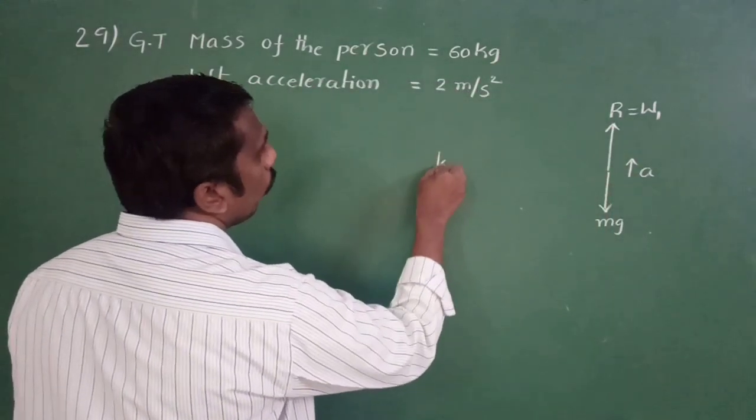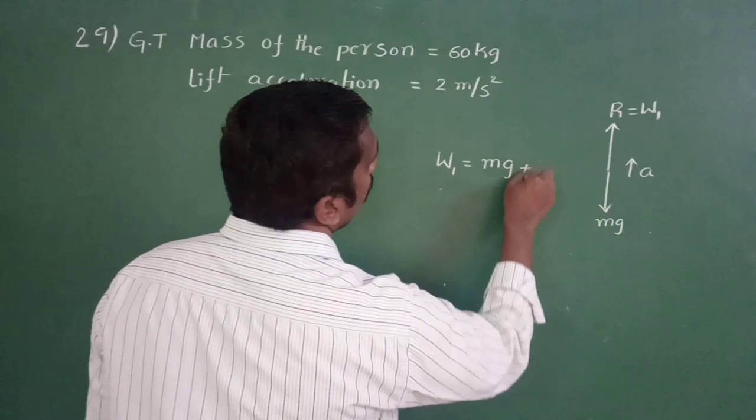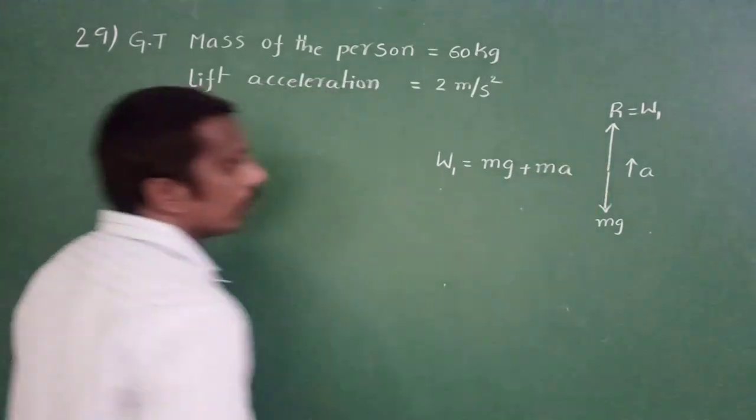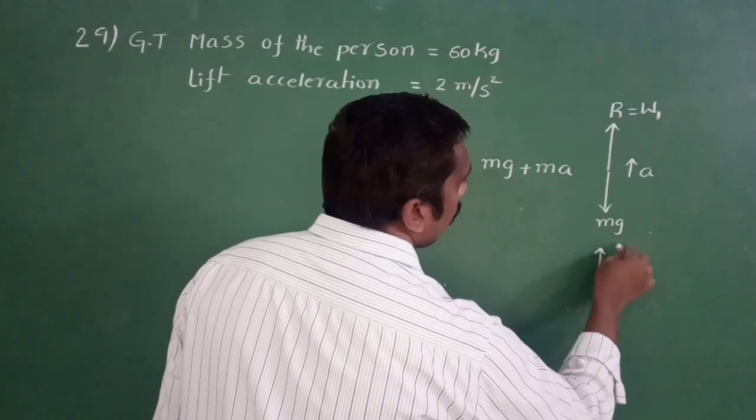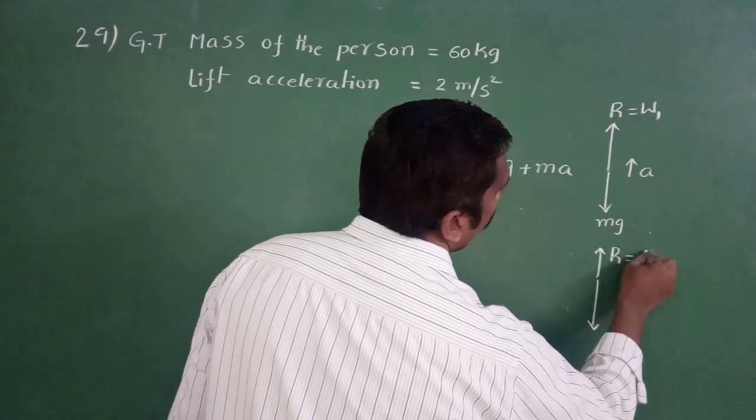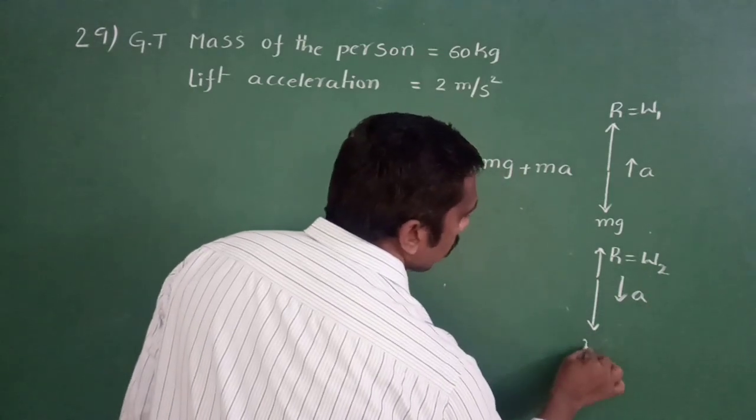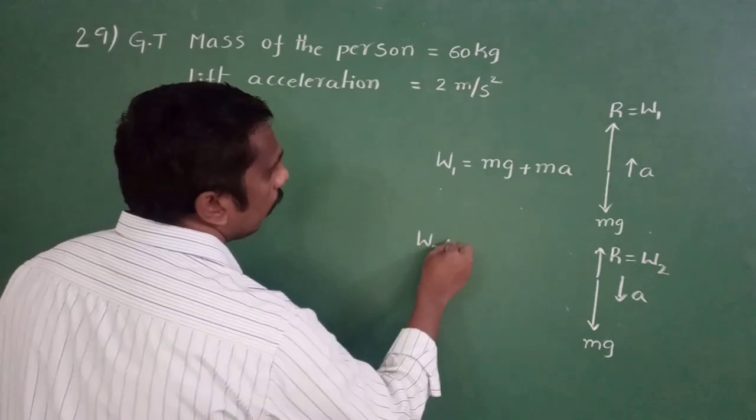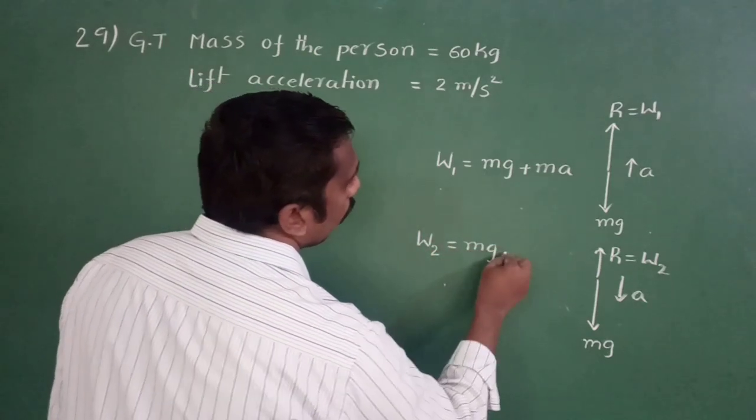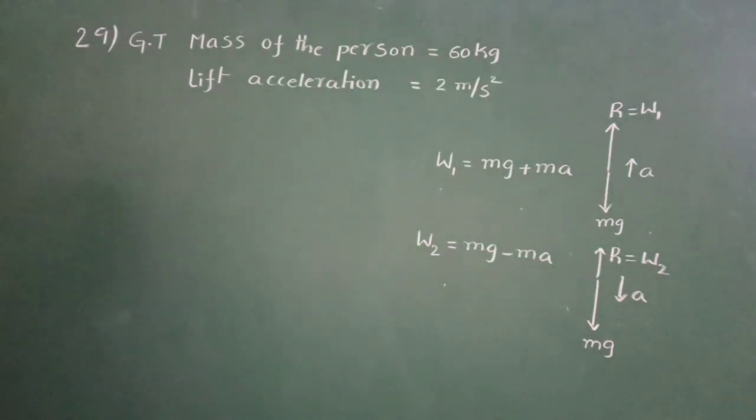W1 is equal to, we know, mg plus ma. This is the apparent weight. Same lift is moving in the downward direction. In this case, apparent weight is taken as W2, and his weight is acting in the downward direction. Then W2 is equal to mg minus ma. In the upward direction, apparent weight is more. In the downward direction, apparent weight is less.